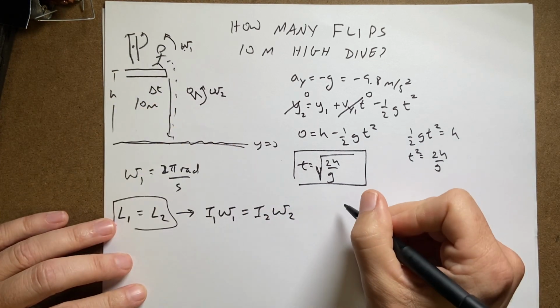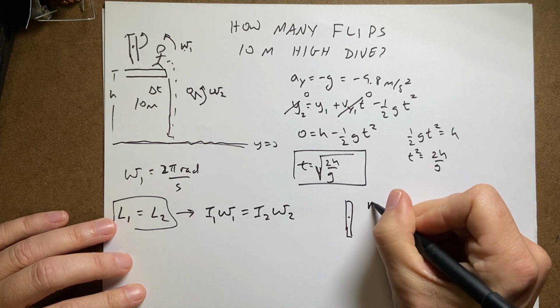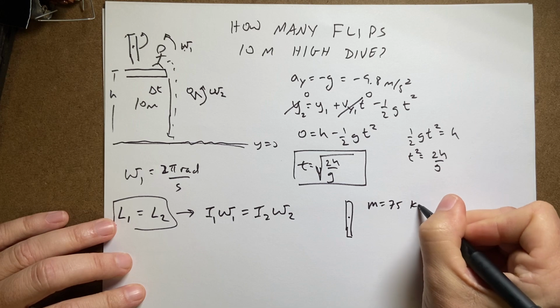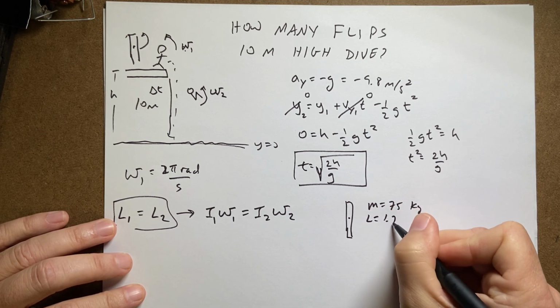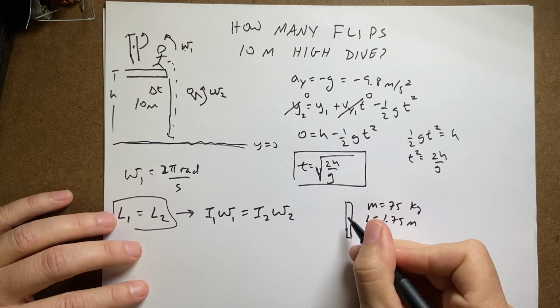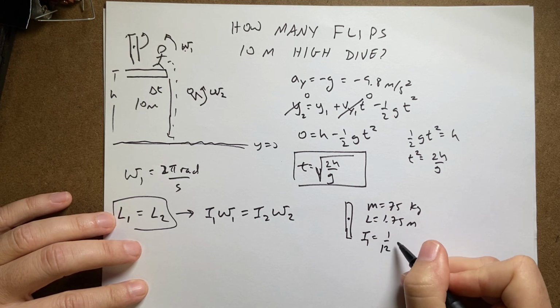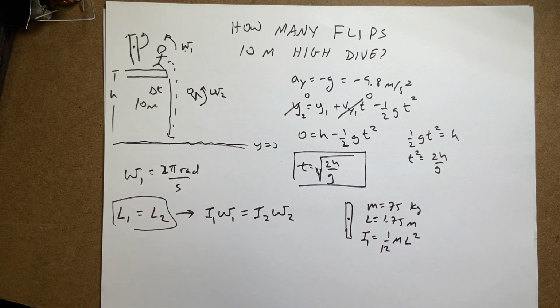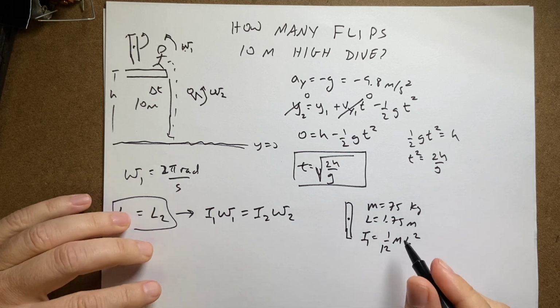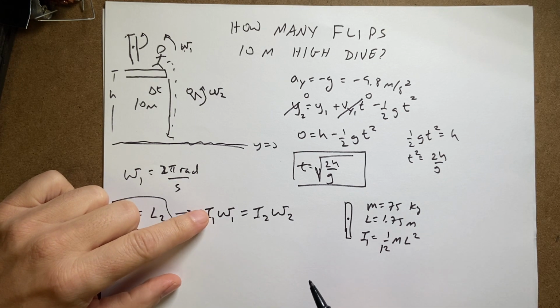Okay, well, what's the initial angular momentum? If the person's standing up in a straight line, then it's kind of like a rod. Let's say the mass is 75 kilograms and the length is 1.75 meters. Now, a person is not a rod, okay? But I don't care. I'm going to do it anyway. If you look up in a table, I1 is going to be 1/12 m l squared. That's the moment of inertia of a rod rotated about the center. I know L, I know M, I can calculate that.